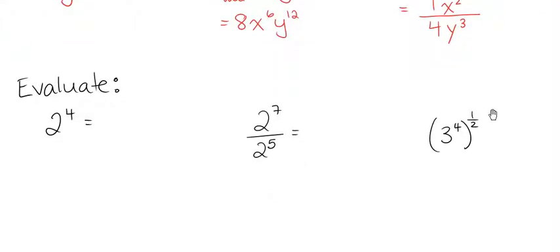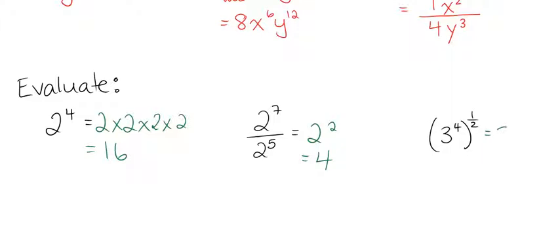You can also just evaluate exponents if you need to. Using a calculator or your brain, 2 to the 4 would just be 2 times 2 times 2 times 2, which would equal 16. If I had to evaluate this, I would first use laws, so 2 to the power of 2, and then I would evaluate it: 4. Same with this one. I would use my exponent laws, power of a power, so multiply the exponents, which would give me 3 squared, because 4 times a half is 2, and then 3 squared is 9.